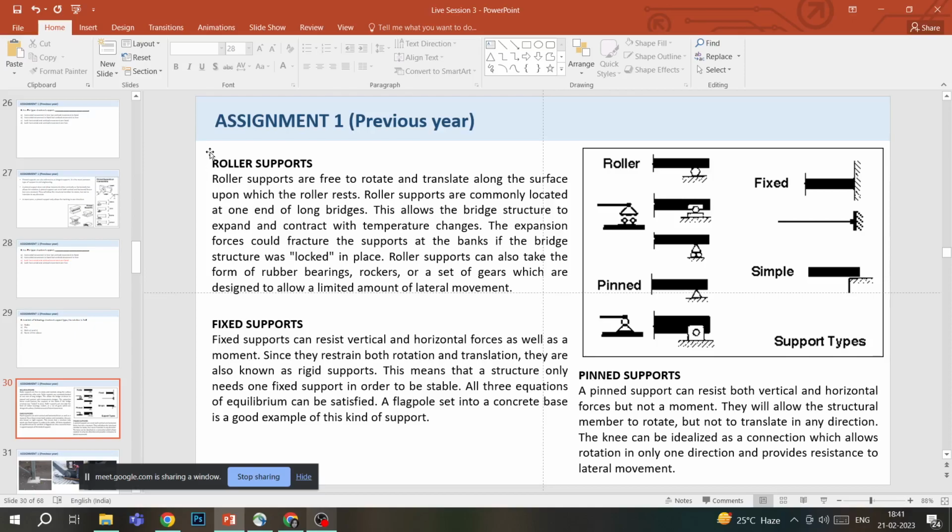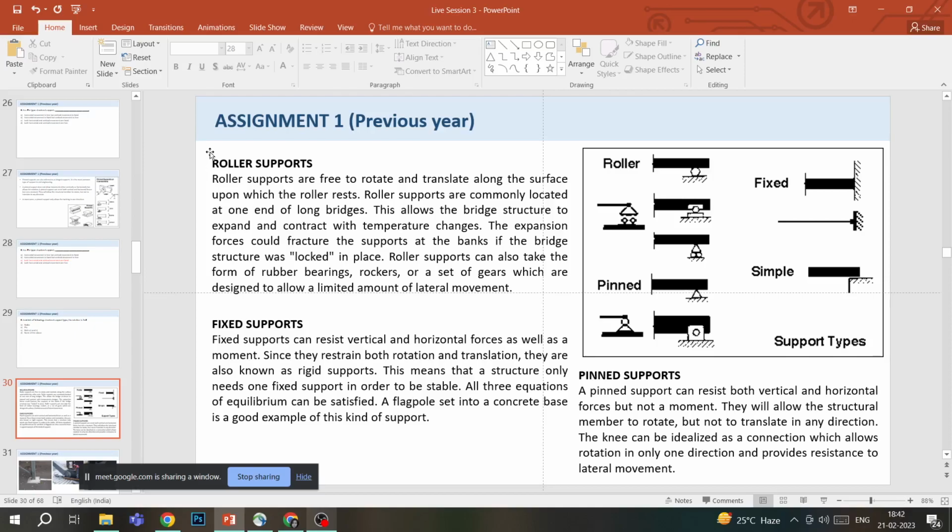Roller supports are usually located at one end of long bridges. That's where the roller supports are used. This allows the bridge to expand and contract with the temperature change. The expansion forces could fracture the supports at the banks if the bridge structure were locked in place.